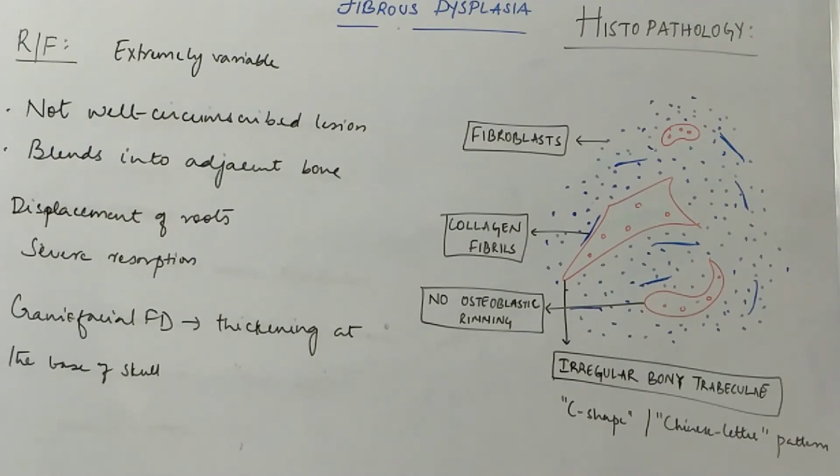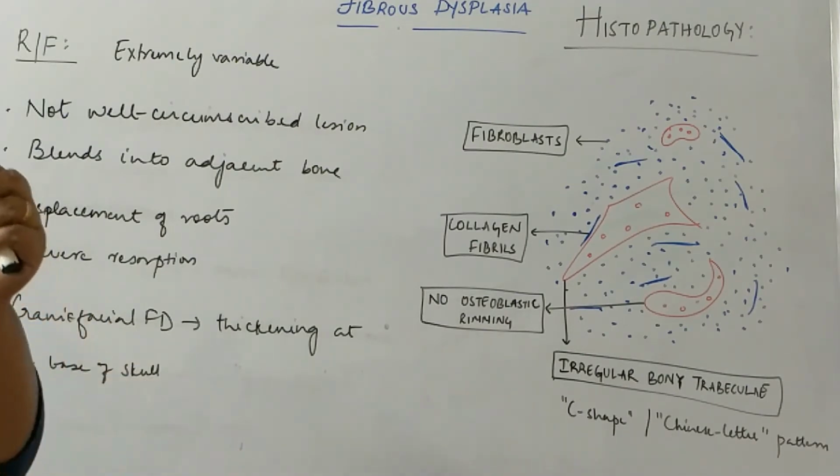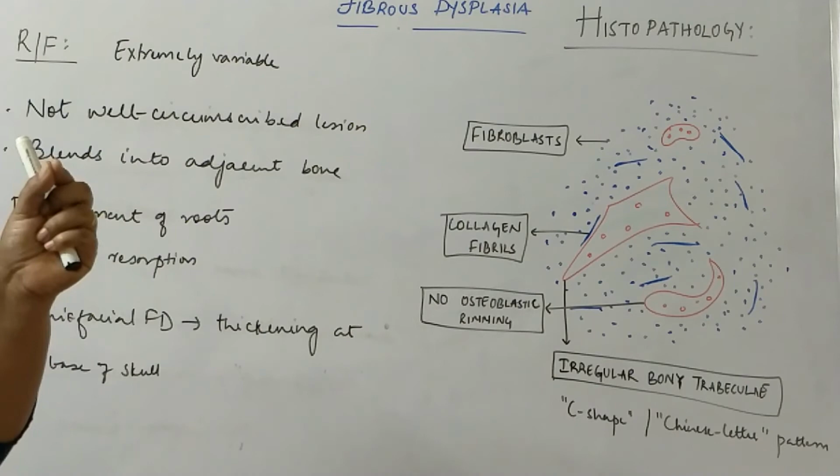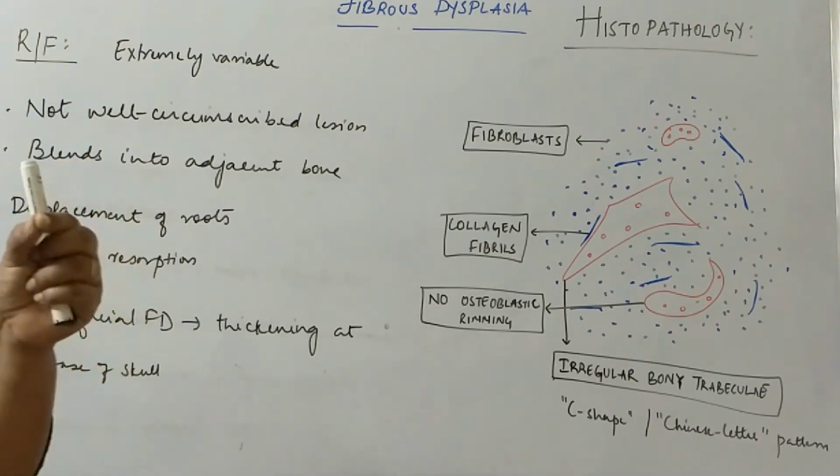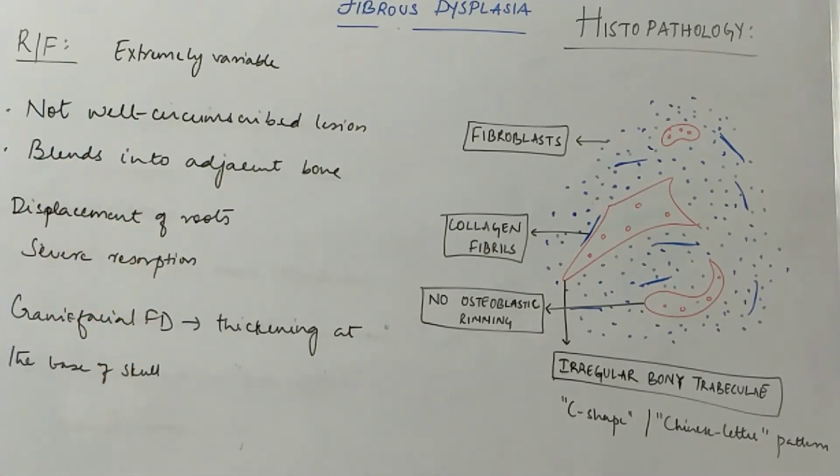normally seen, because if you appreciate the histology of the bone, you will see that the periphery of the bone is lined by osteoblasts. That osteoblastic rimming is absent in fibrous dysplasia, again further stressing the fact that this is not normal bone.